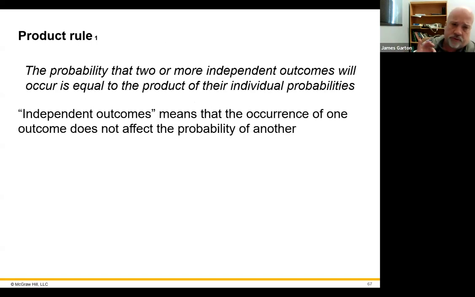Now, there is something called the product rule. It gives the probability that two or more independent outcomes will occur, and it's calculated by the product of their individual outcomes. Independent outcomes mean the occurrence of one outcome does not affect the probability of another.